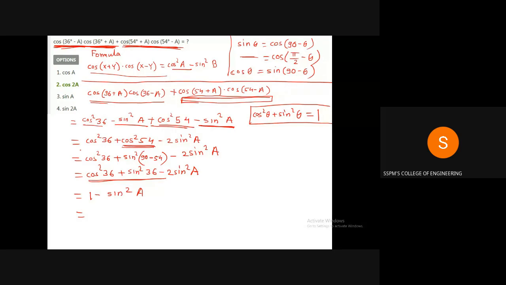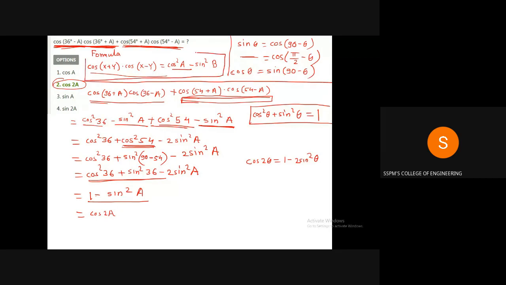Again, this can be written like this. You know what cos 2 theta is: cos 2 theta is equal to 1 minus 2 sin square theta. Here, 1 minus sin square theta, we can replace it with cos of 2 theta, where theta is equal to a. So cos 2a is our answer. So these are the formulas that you have to remember. This is the main formula.